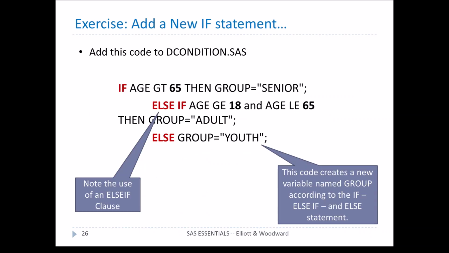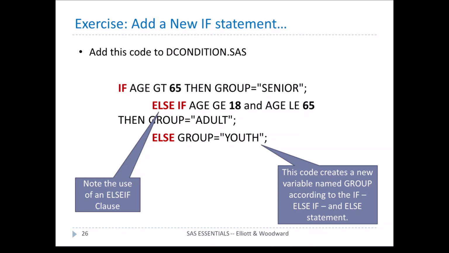Now we can add to that statement a little bit by saying if age greater than 65, then group equals senior, else if age greater than 18 and age less than or equal to 65, then group equal adult, else group equal youth. So here we have, again, three different groups.